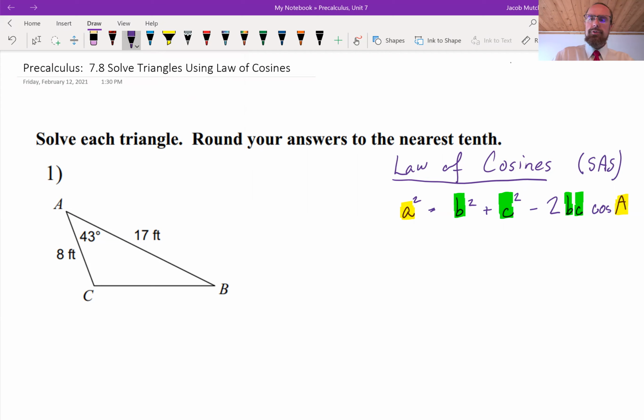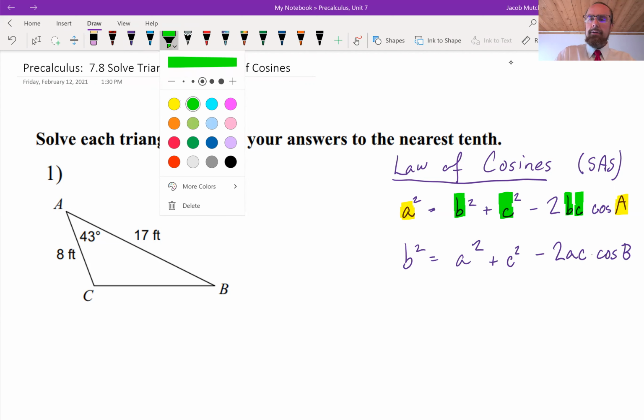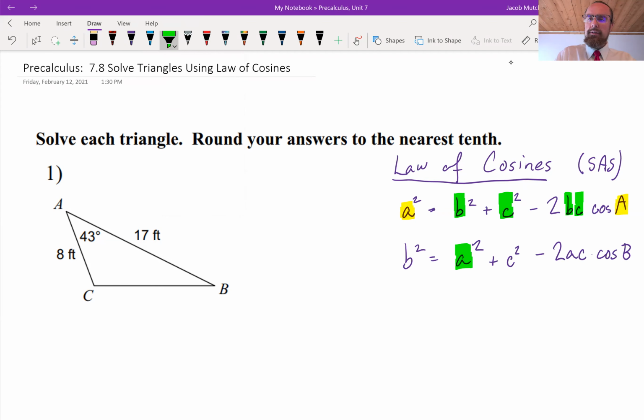Let's give the other two versions so you can see how they're related. B squared equals A squared plus C squared minus 2AC times cosine of B. Again, to see the patterns, my A and my C, since those are the squared terms, are going to show up as my two factors in the minus 2AC. And then I'm also going to have B matching up with the angle. So the side and the angle will match.